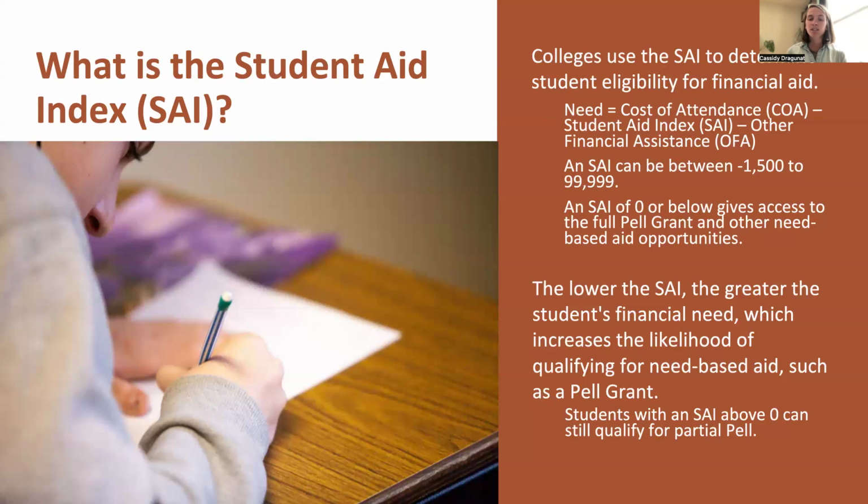However, students who have an SAI above 0 can still qualify for a partial Pell Grant and other need-based aid as well. The indication is that there is less financial need than those students that are below a 0, and so on.